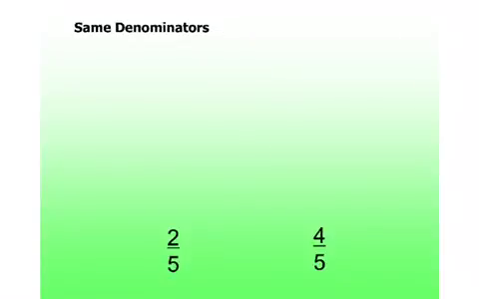Alright, so in these two fractions, they both have the same denominator, right? And the denominator tells us how many parts the whole is broken down into, right? These denominators are both 5. And the numerator tells us how many parts that we're going to count. So this fraction is 2/5 and this one is 4/5. They have the same denominator, but they have different numerators, right kiddos?